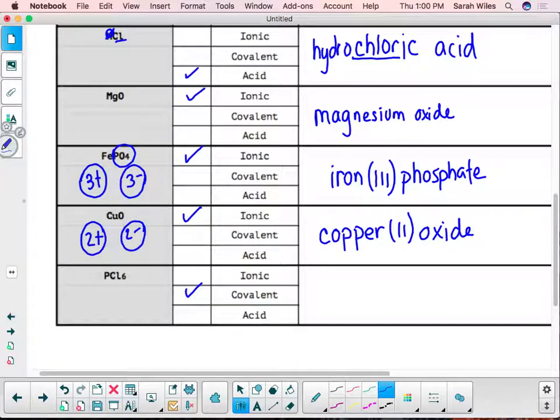PCl6. Phosphorus chloride is the root of the name. Because it's covalent, I need prefixes. I only have 1 phosphorus, but do I ever put mono on the front? No. What is the prefix for 6? Hexa. So phosphorus hexachloride.